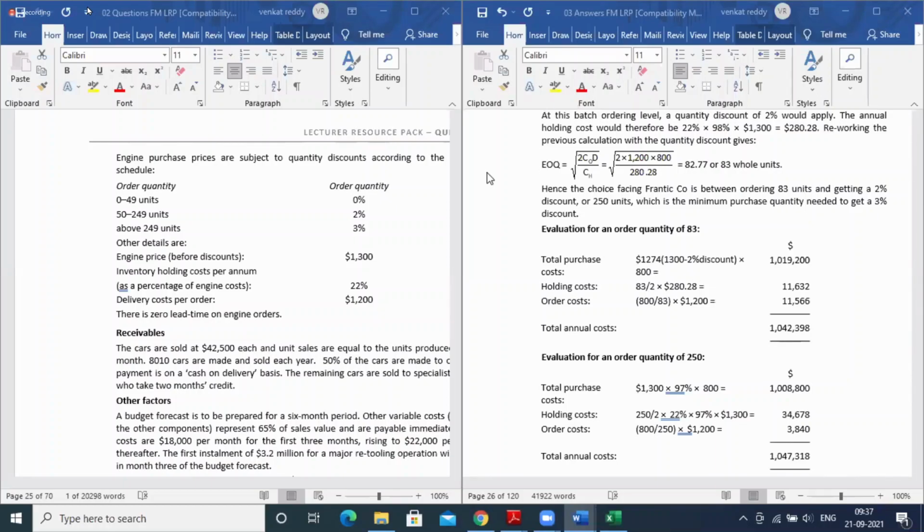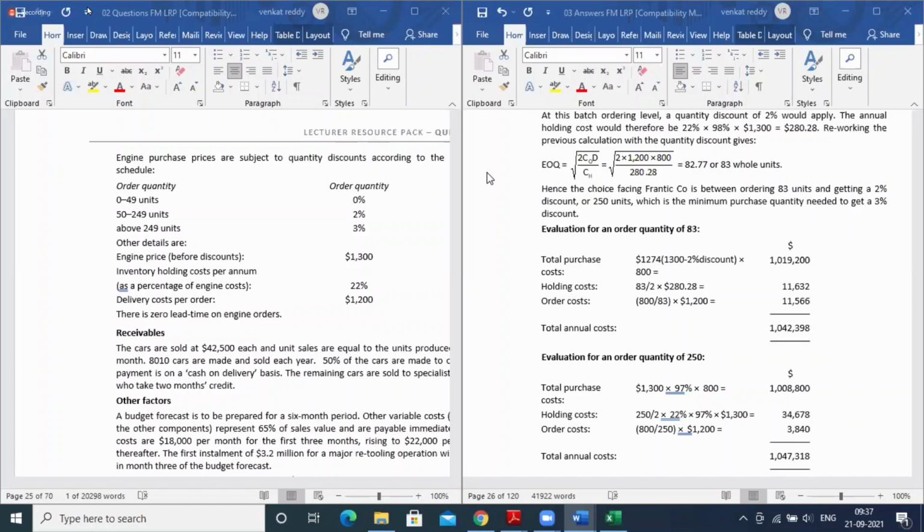In general, how we need to understand what exactly holding cost means: it is the cost incurred by the company to store the material and other expenses relating to the material. In the question it is mentioned that the company would incur an inventory holding cost per annum of approximately 22% of the price of the engine. If the price of the engine is 1300, then 22% of that will be the holding cost.